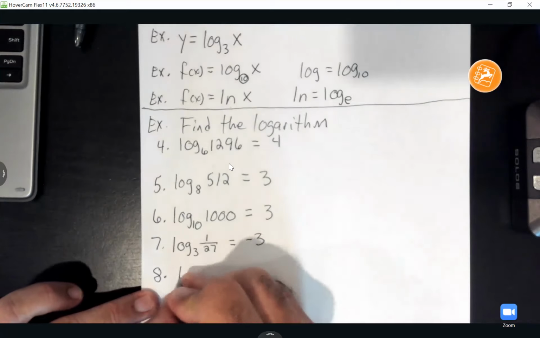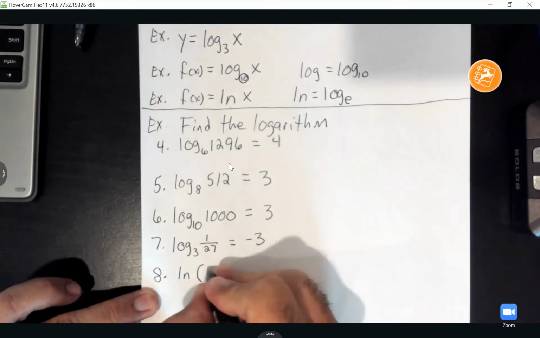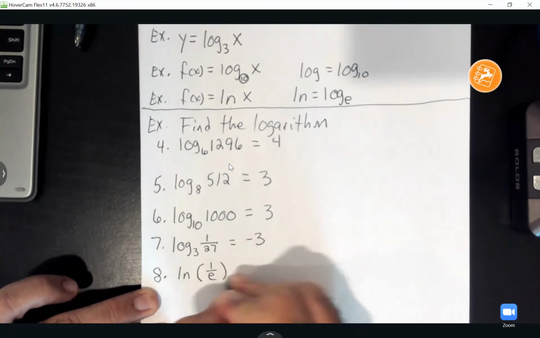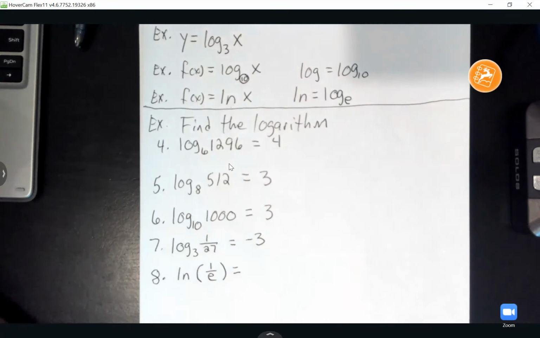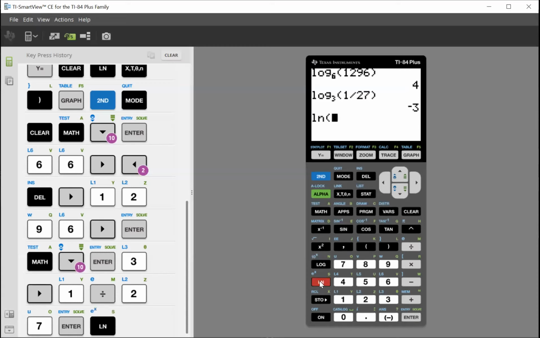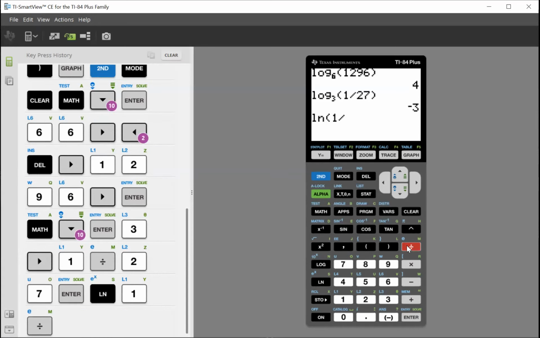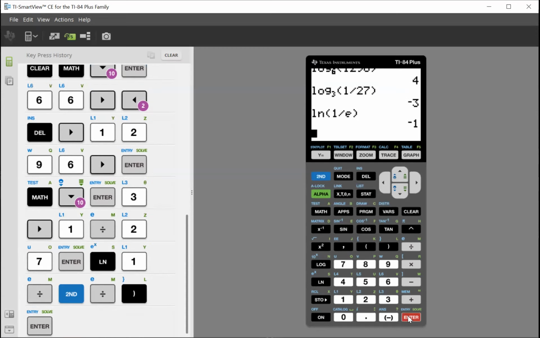How about this one? ln of 1 divided by e. So y'all, the ln we can do on the very front. We got an ln button by the 4, so we would hit ln and then put in a 1 divided by e. Now remember, this is a fraction, so I'm expecting a negative answer. To get the e, I'm just going to hit second and then divide to get that e, and then close my parentheses. Y'all, let's see. -1. -1. Good job.